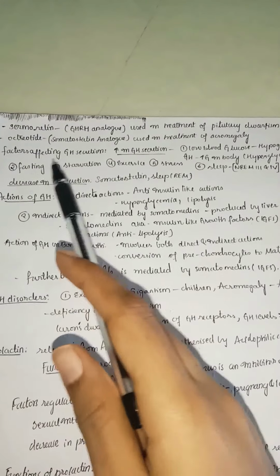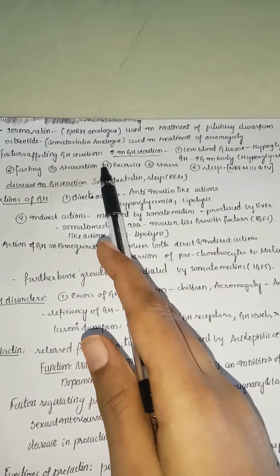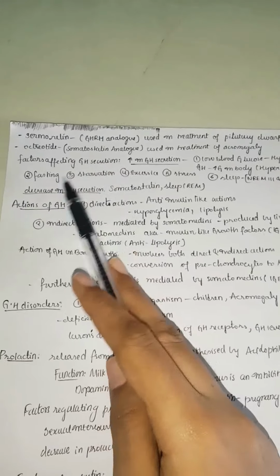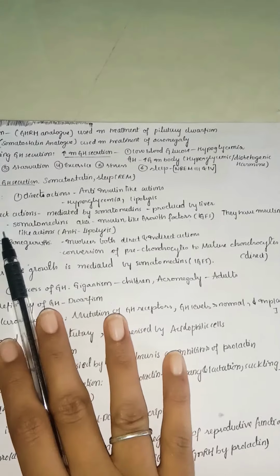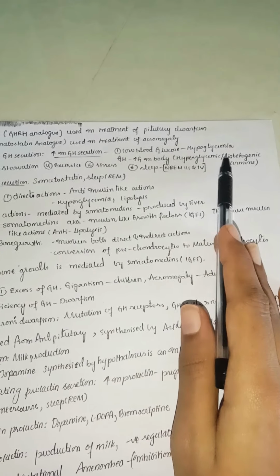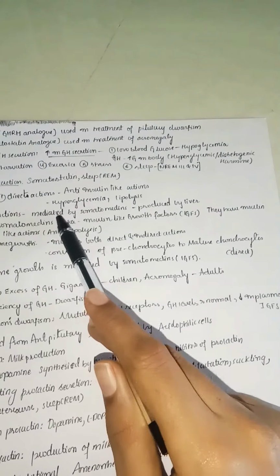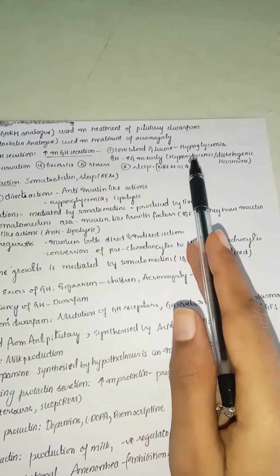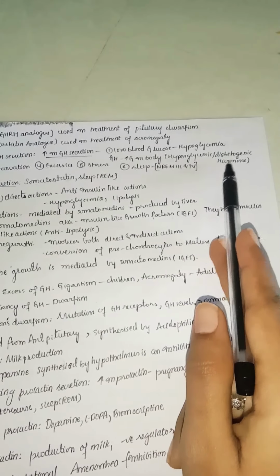Next, let us see what factors affect growth hormone secretion. Increase in growth hormone means high amounts of growth hormone. For example, low blood glucose, that is hypoglycemia. Hypoglycemia will lead to an increase in growth hormone secretion. Growth hormone increases glucose in the body, so it is a hyperglycemic or diabetogenic hormone.